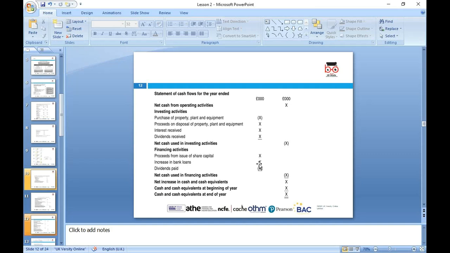So if you issue more shares, the money comes in. If you increase the bank loan, money comes in. If you pay the dividend, because if we issue the share, the shareholder gives us money, and then when we pay the dividend, it will reduce our cash. So what happens with net cash flow?